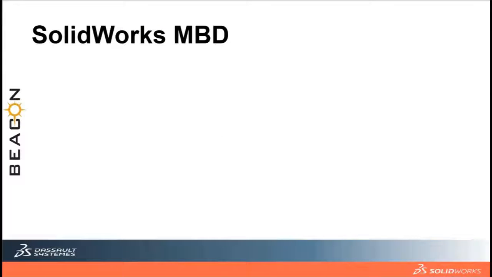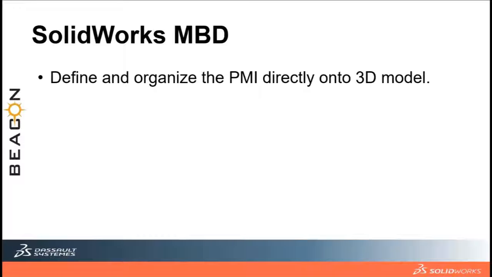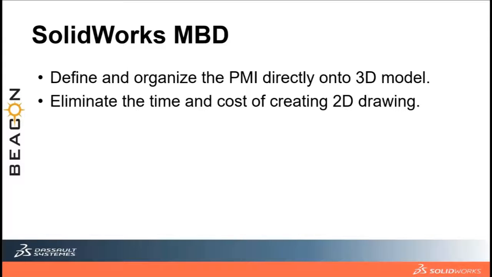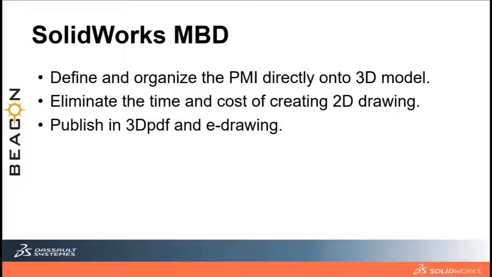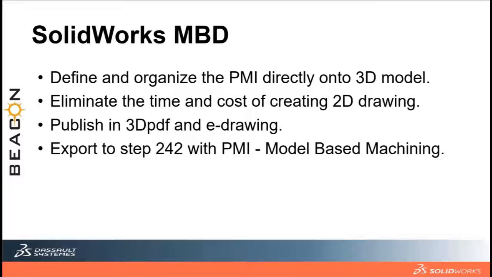So in a nutshell, I would like to summarize what we have seen until now. Inside SolidWorks MBD, we can define and organize the PMI directly onto the 3D model, where we can eliminate the time and cost of creating the 2D drawing and maintaining it. We can publish it as 3D PDF and eDrawings, and export to STEP 242 along with the complete PMI. This is very useful for model-based machining. As I told, nowadays CNCs are directly taking the 3D models and understanding the PMIs, the tolerances, and it can be machined within no time.